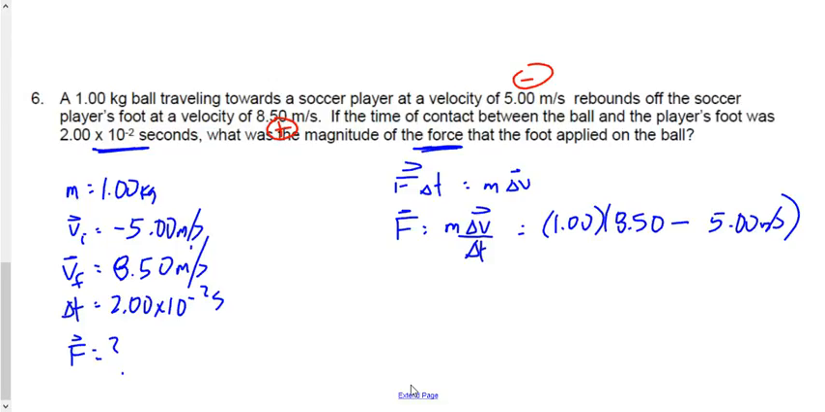You knew what you were doing, except you missed the fact that one of them is positive and one of them is negative. Does that make sense? You missed the direction thing. You made that silly mistake that a lot of people make. We just want to hopefully get that out of our system on worksheets and so on before we have a quiz or a test. Let's divide that by the time interval now, which is 2 times 10 to the negative 2.